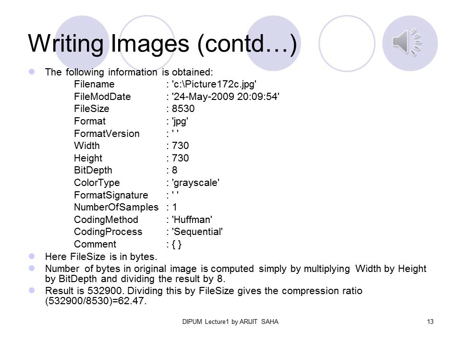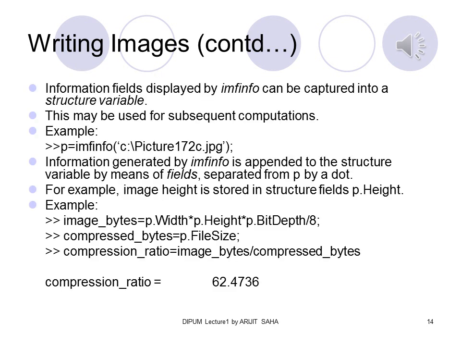Number of bytes in the original image is computed simply by multiplying width by height by bit depth and dividing the result by 8. So the result is 532900. Dividing this by the file size gives the compression ratio. Here we are getting it as 62.47. Information fields displayed by imfinfo can be captured into a structure variable. This may be used for subsequent computations. An example we have shown here of how it is written.